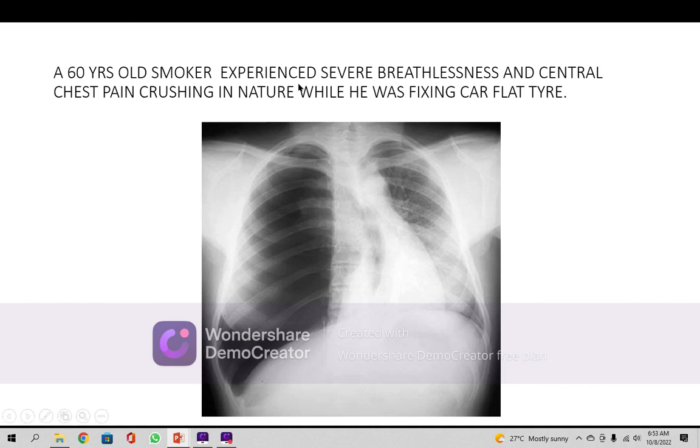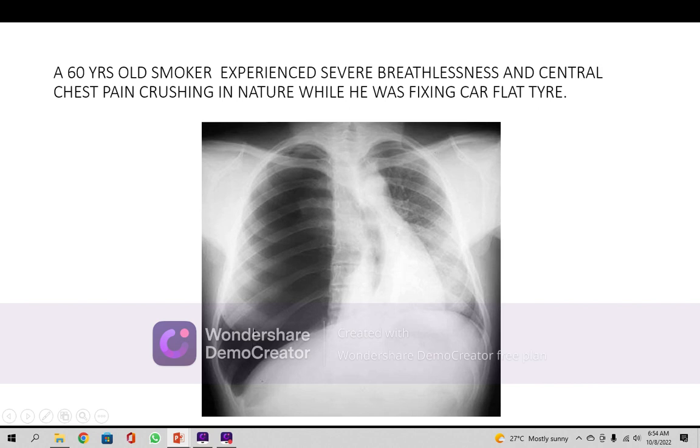A 60-year-old smoker experienced severe breathlessness and central chest pain, crushing in nature, while he was fixing a flat car tire. It is one of the easiest X-rays in the fight. Look, the trachea is moving to this side, on the left side. And on this part, you see, the cardiac shadow is not visible. There is a solid sign. Borders cannot be explained. The whole right hemithorax shows absolute hypertransradiancy.